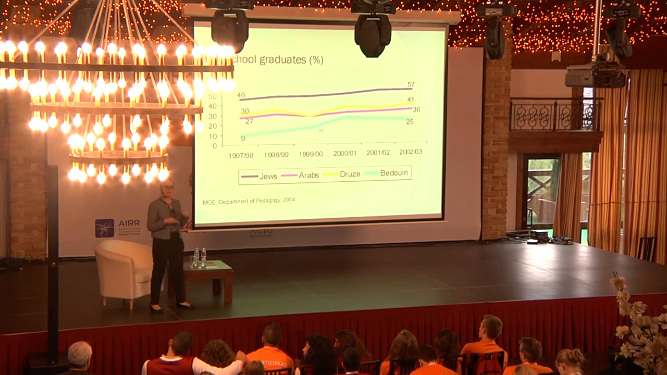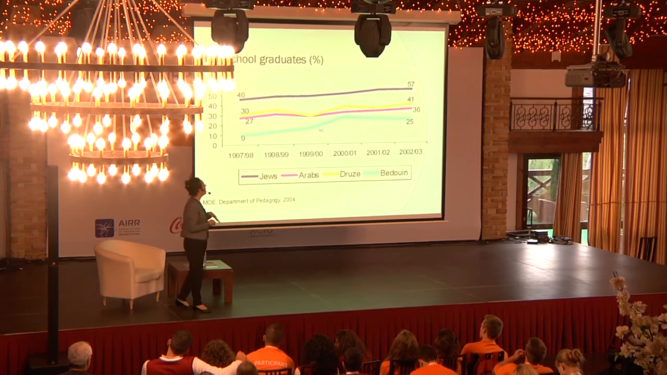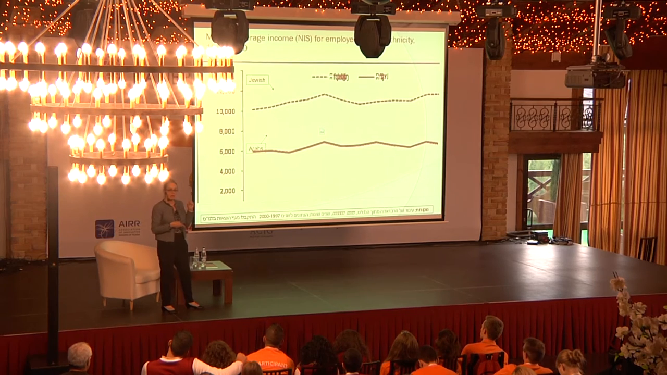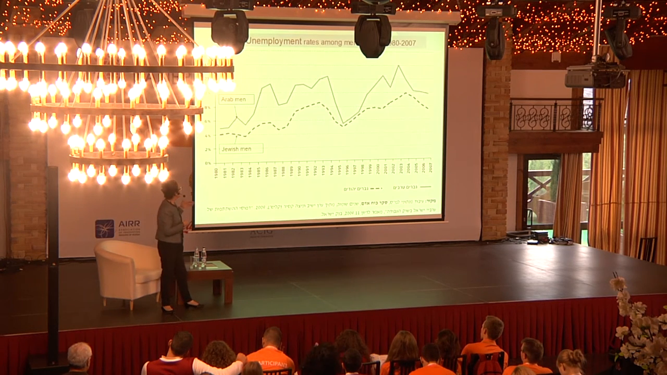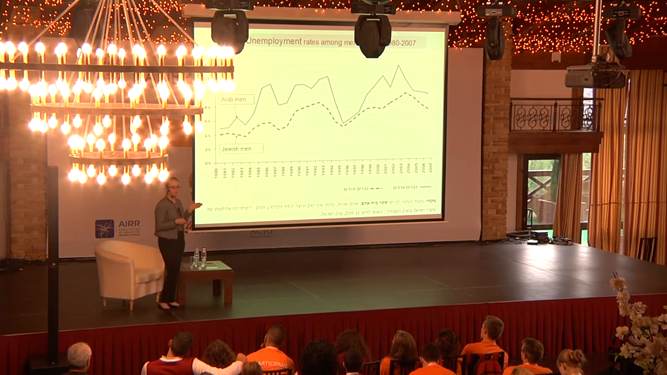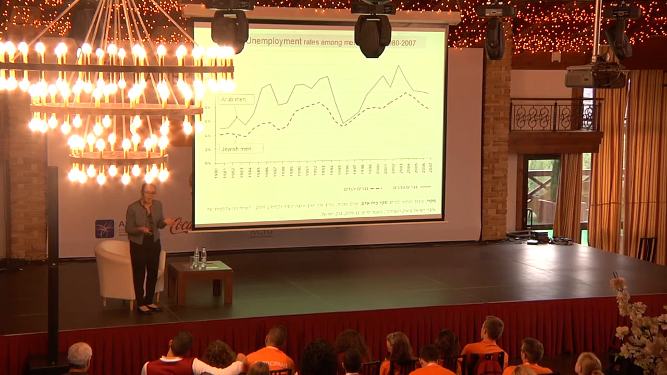Education, we see that higher education for the Jewish compared to the Arab population, the same for the income. The Jewish population have 2 times higher income compared to the Arab population. And this is consistent for many years already. The same when we look at employment, unemployment rates are much higher for the Arabs compared to the Jewish. So we know already the context.